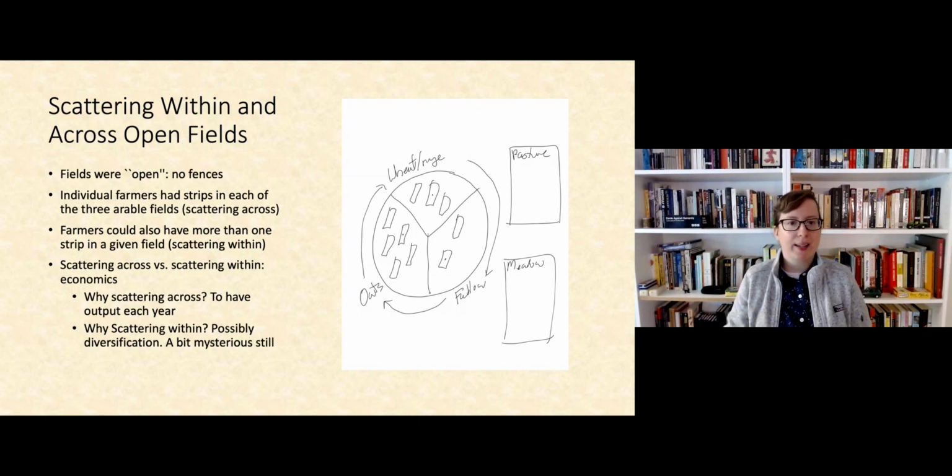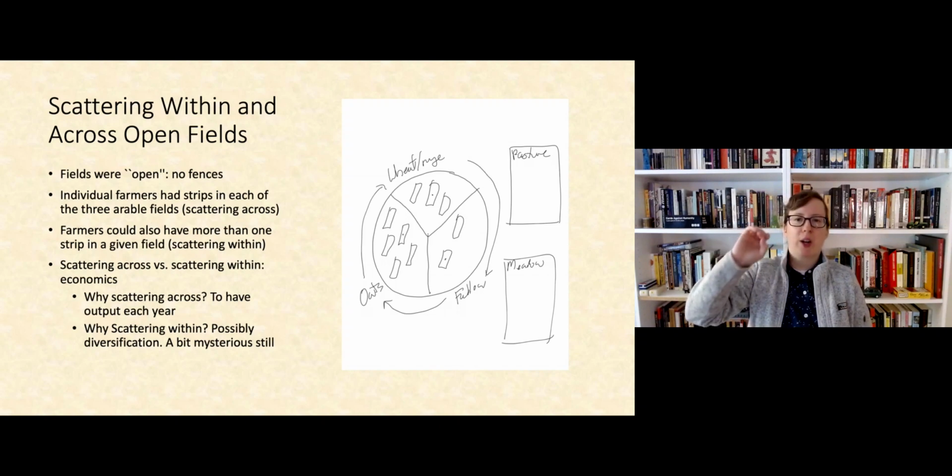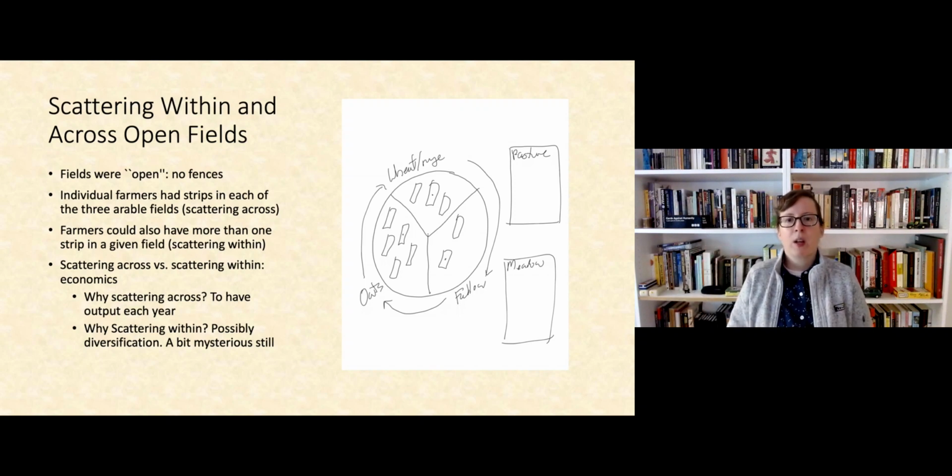Well, scattering across is necessary to make sure that the farmer has output every single year given the rotation scheme, right? If I only have fields in, say, the oat field, then there's going to be years when I don't have any output. And same if I don't make sure I have output in every single one of the fields. I want to make sure that I have oats and wheat every year, for example. What about scattering within? We're not sure, to tell you the truth.